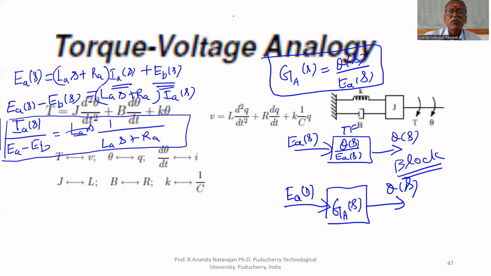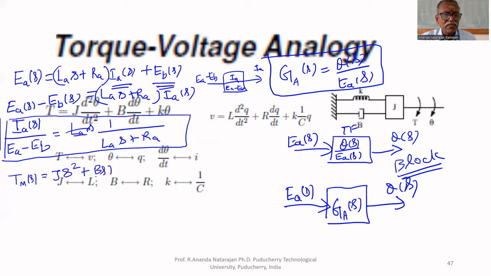For this, I can put one block, IA upon EA minus EB. The input is EA minus EB, and the output is IA. So this equation can be represented like this. Next equation, what is the next equation? Tm of S equal to (J S square plus B S) multiplied by theta of S. Am I correct?